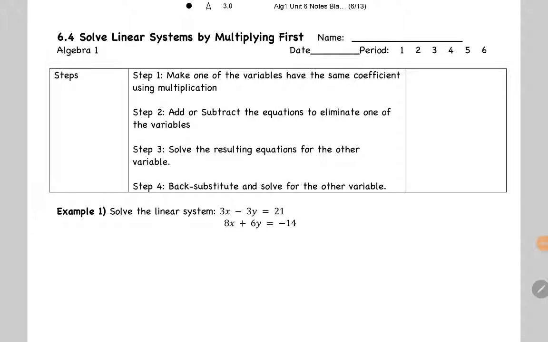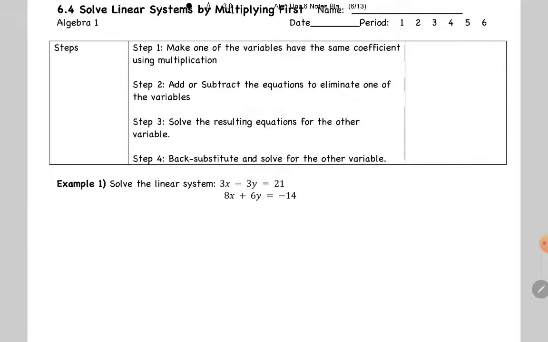Today in Algebra 1, we're going to be solving linear systems by multiplying first. So we learned how to solve these by graphing, substitution, adding, subtracting. Now we're going to solve these by multiplying first. But these are how the steps work. Step 1, make one of the variables have the same coefficient using multiplication, and then you add or subtract. Solve for the resulting variable, and then back substitute to solve for the other variable. So let's see how this one works.